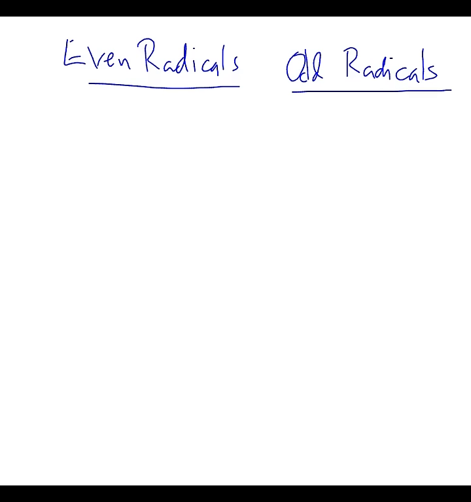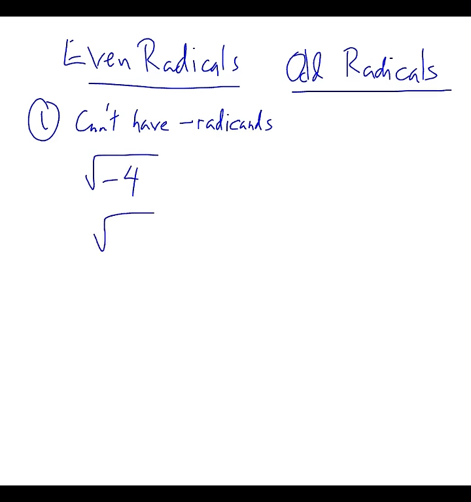When you have an even root, okay, even radicals, here are the 2 things you need to be careful of. First and foremost, number 1, and we've talked about this, you can't have negative radicands. Okay? We know that the square root of -4 is not allowed in the real world. So in other words, the 4th root of -25 is also not allowed.